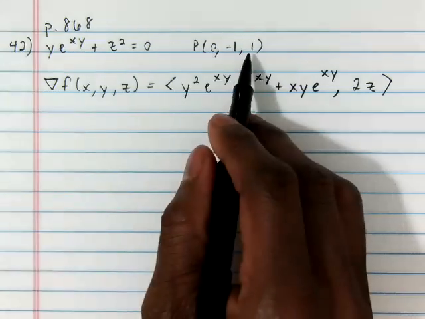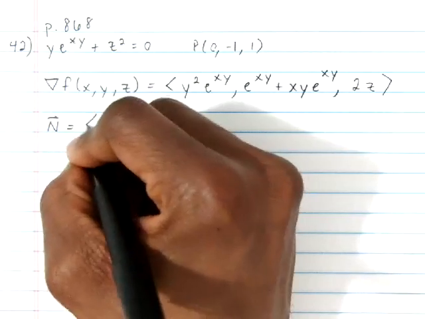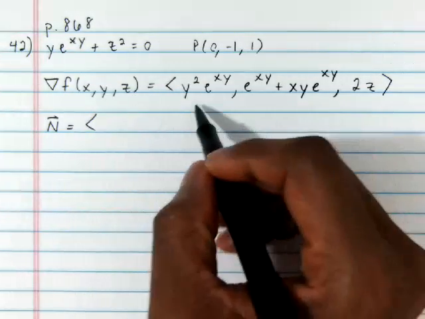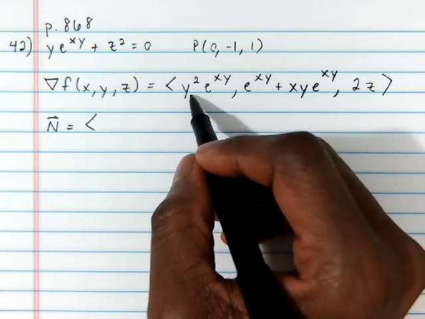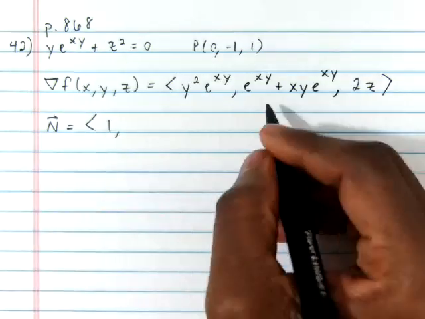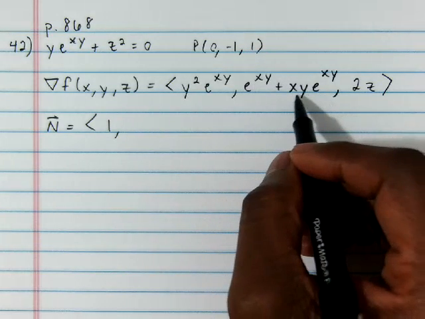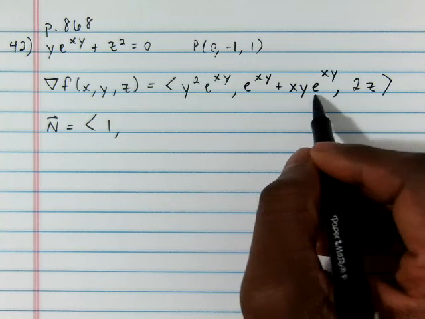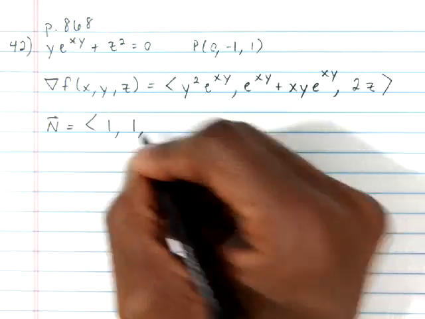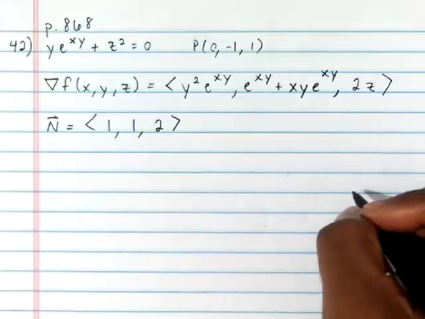We have to find our normal vector at that point. So n equals, we're putting in y equals -1, so we're going to get a 1 there, and then e to the 0, so we're just going to get 1. And here we're going to get e to the 0, which is 1, and then plus over here we're going to get 0 because of that x. We get 1 again, and then here 2z just gives us 2. So that's our normal vector.